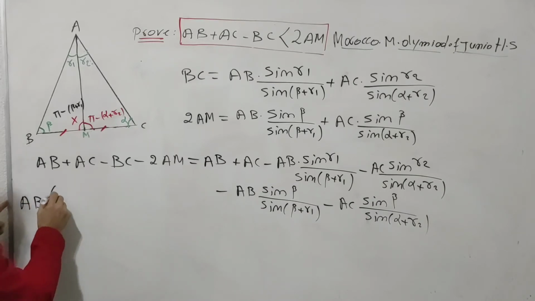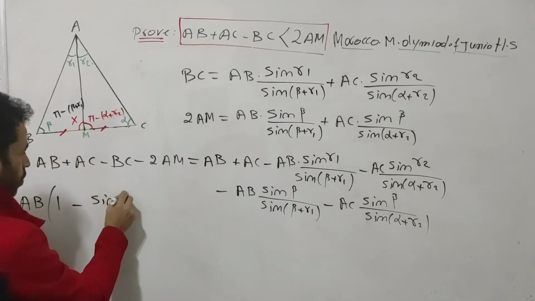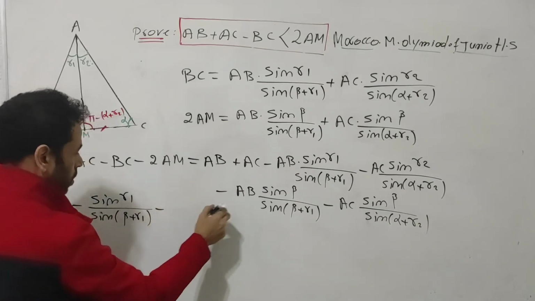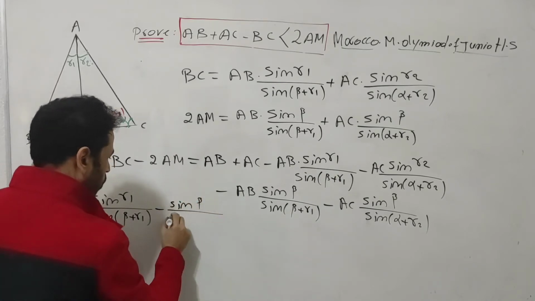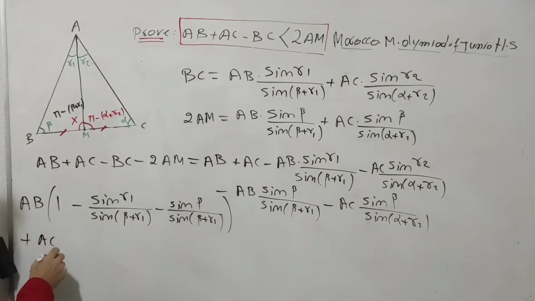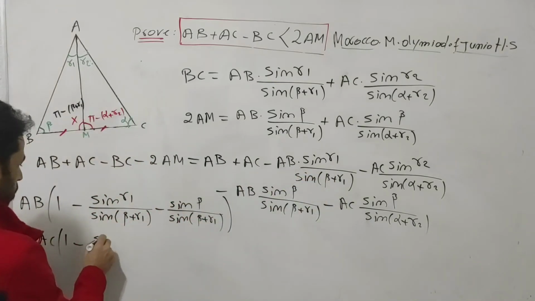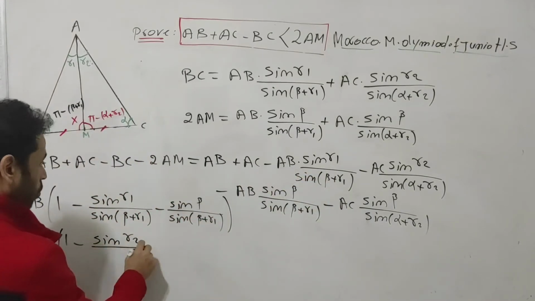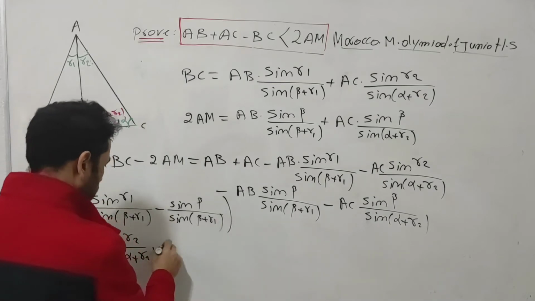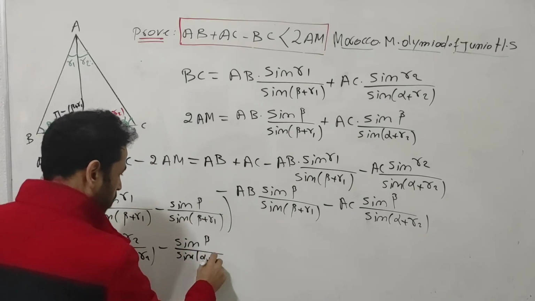AB is multiplied by 1, the first term. The second term, I will have minus sine of gamma 1 over sine beta plus gamma 1, minus sine of beta over sine of beta plus gamma 1. This is for AB. Plus AC is multiplied by 1 minus the second term, which is sine of gamma 2 over sine of alpha plus gamma 2, minus the last term, which is sine of beta over sine of alpha plus gamma 2.